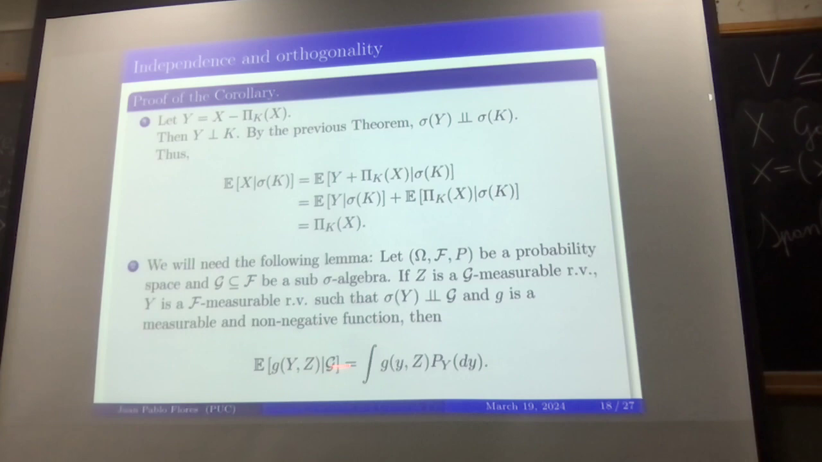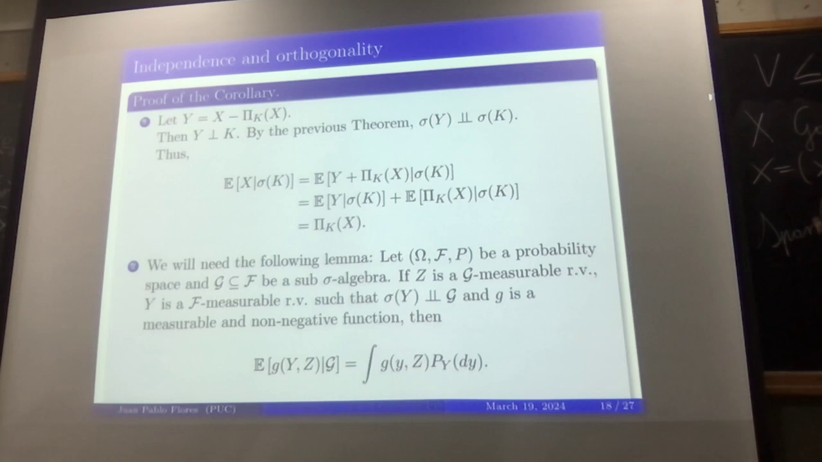So we start with a probability space. We have a sub-sigma algebra G of F. We have that C is a G measurable random variable, and Y is independent of this sigma algebra. And if g is also a Borel measurable, non-negative function, then this conditional expectation can be written in this way, as an integral over y. So, yes, we are going to use this lemma.